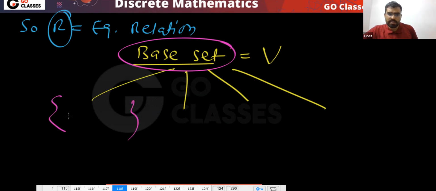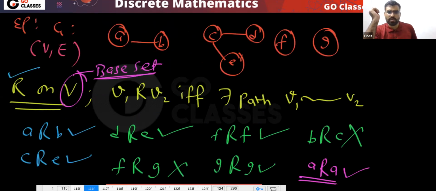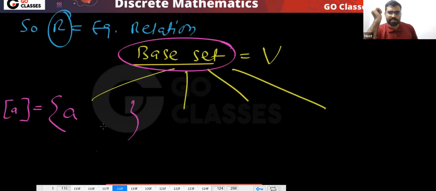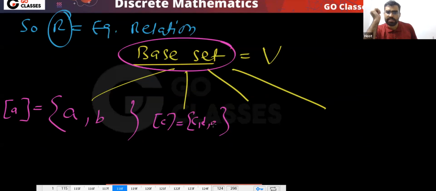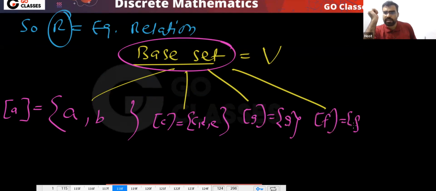Tell me, in the equivalence class of A, who will come? B will come. Who will come in the equivalence class of C? C, D, E, they will come. Who will come in the equivalence class of G? G will come. And who will come in the equivalence class of F? F will come.